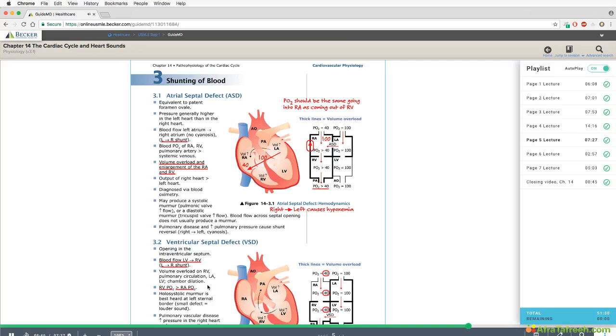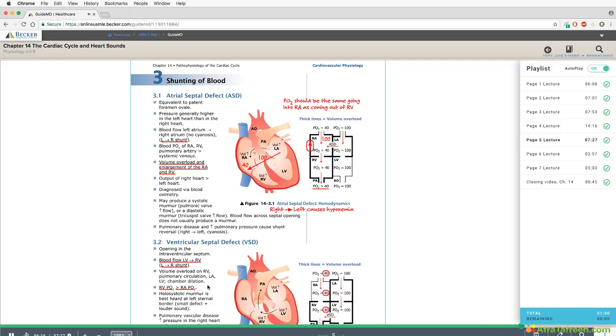On the other hand, if systemic venous PO2 is 35, right atrial PO2 is 35, but right ventricular PO2 is significantly higher than 35, then again you stop. You know the answer is ventricular septal defect. Very easy to identify. And finally, don't forget in these figures, the thicker lines indicate a volume overload in that particular compartment. Now, that's probably all they're going to test in step one, but there's one additional aspect that's worth mentioning here.